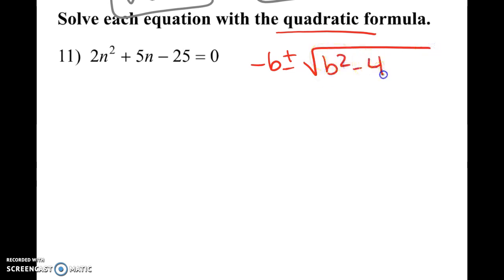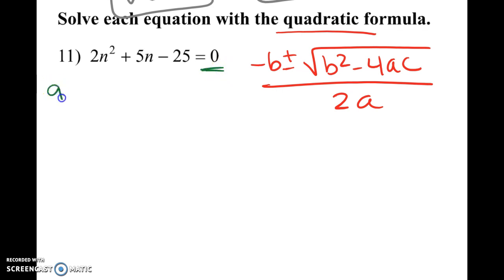Alright, so I'm going to pick up at number 11, which is where I left off in the previous video. This one says to solve using the quadratic formula. So first we need to recall that that's negative b plus or minus the square root of b squared minus 4ac all over 2a. So this is in standard form and my equation is set equal to 0.